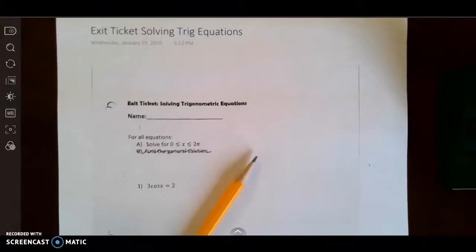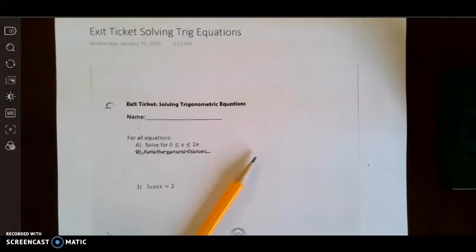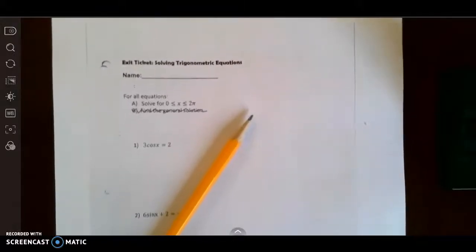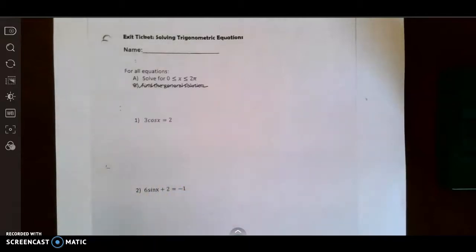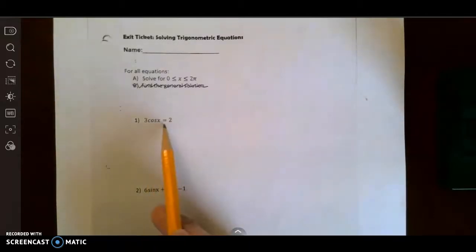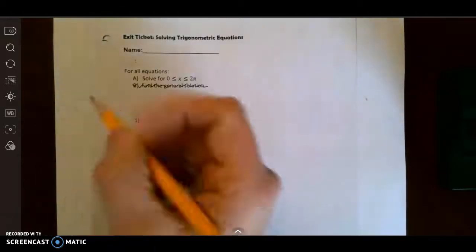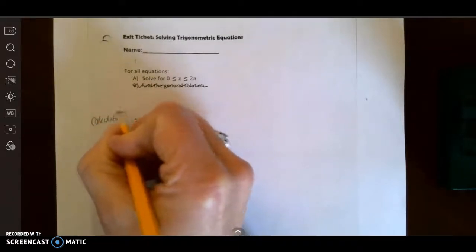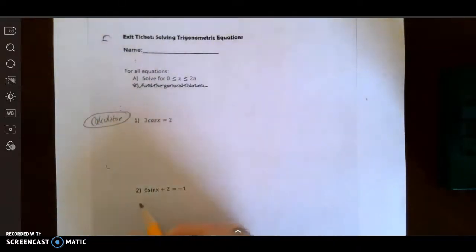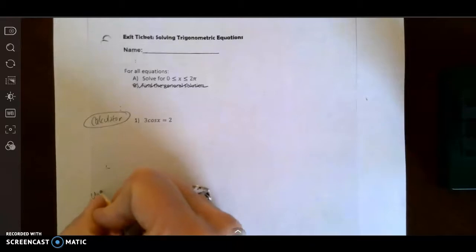Alright, so we are going to do this exit ticket, solving trig equations. For all equations, we're going to solve for x between 0 and 2 pi. I will tell you right now that for this first one, you're going to use your calculator. And for 2 and 3, you're going to use your unit circle.